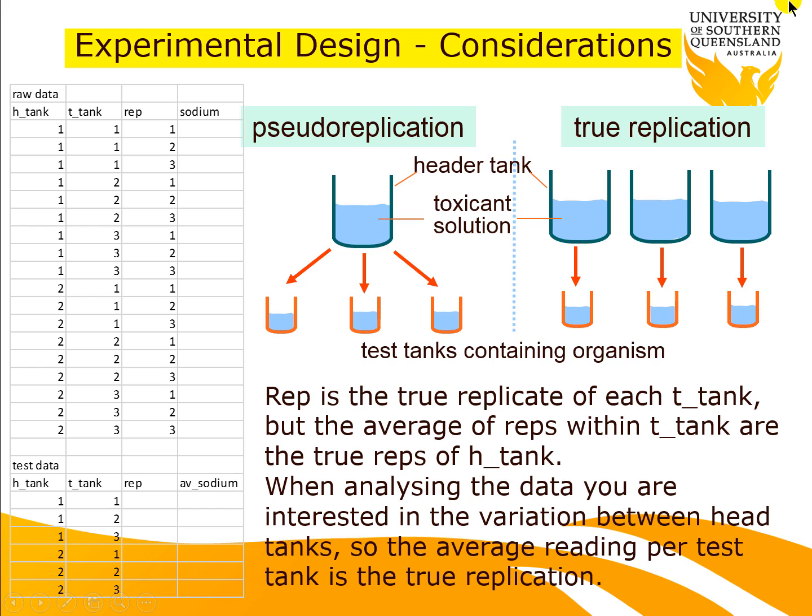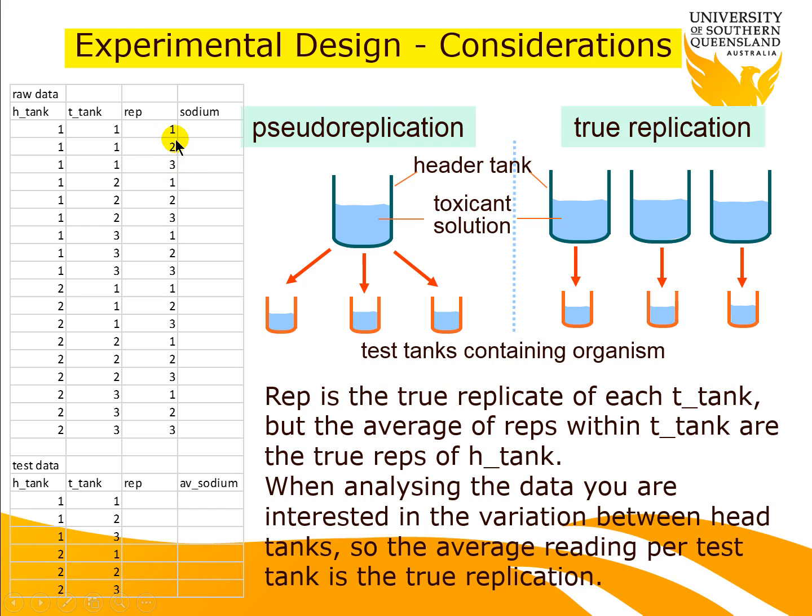This is the header tank example. In this one here, I have set it up to show that we've got 1 header tank and then the second header tank. And then I've taken 3 sub testing tanks from the header tank, another 3, and then another 3, and I've taken 3 reps here. So what I could do is average whatever chemical I'm measuring within the header tanks.